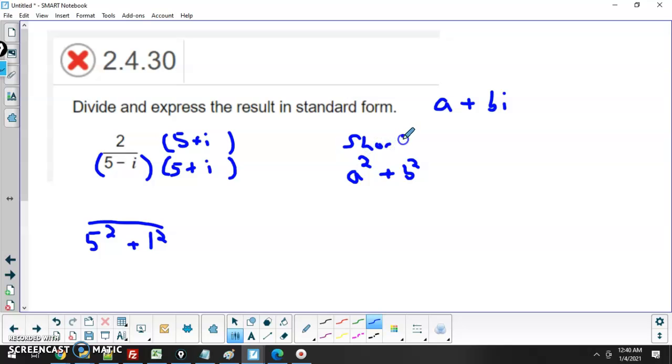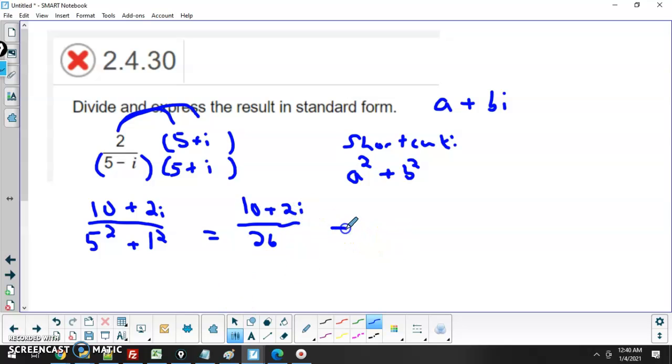It'll save you time. You could FOIL the bottom, and you'd realize that's what you'd have left, a squared plus b squared, because the outside and inside cancel, and then the negative i squared becomes plus a number, so plus b squared. Now on the top you have to distribute. You would have 2 times 5, which is 10, and 2 times i, which is 2i. Now 5 squared is 25, plus 1 squared is 1, so you have 26 on the bottom. So you have 10 plus 2i over 26.